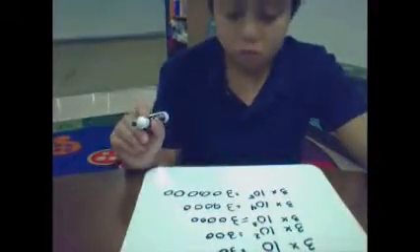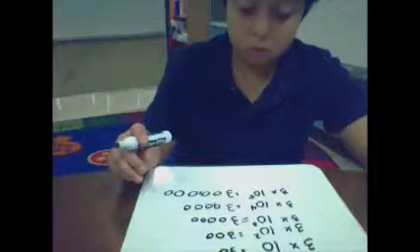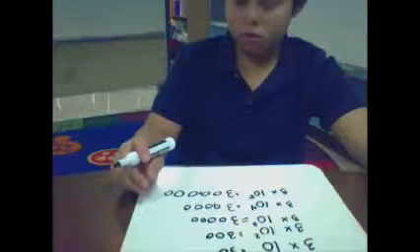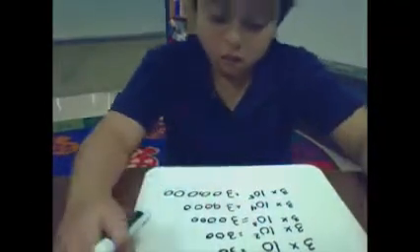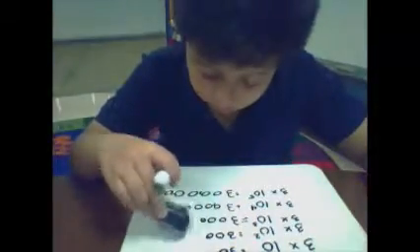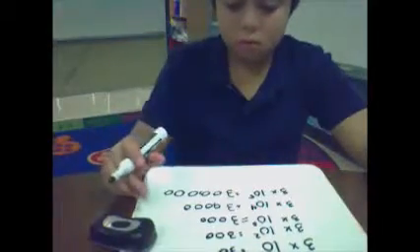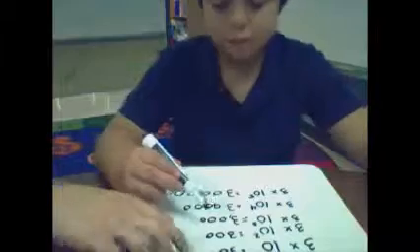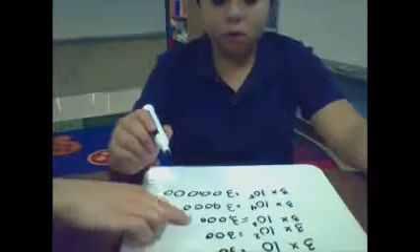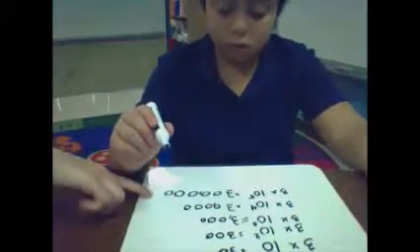Look at the number of zeros. How many zeros do you have? 4. How many should you have? 4. Look at it. 3. Where's your comma? Good. Okay. 30, 300, 3,000, 30,000, and 300,000.